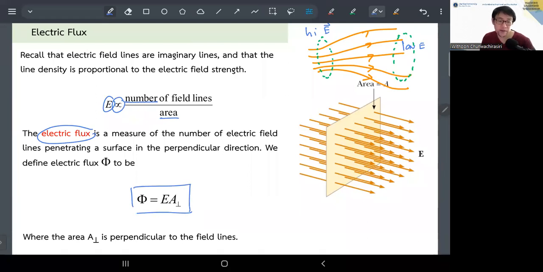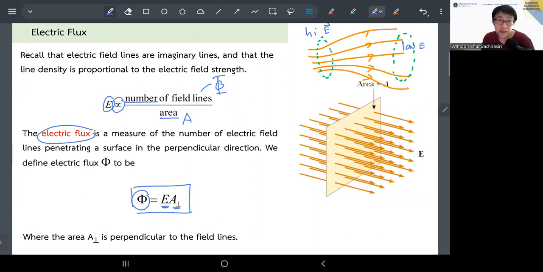We're just going to call this flux phi. That's the notation for it. Area, let's call it A. Electric field strength is E. So you can rearrange this one and call the number of flux through any area just a product between the electric field multiplied by the area, and you are done.